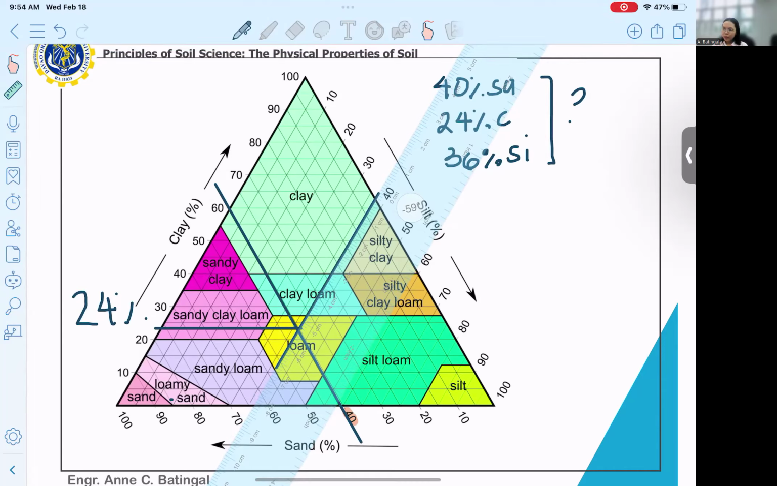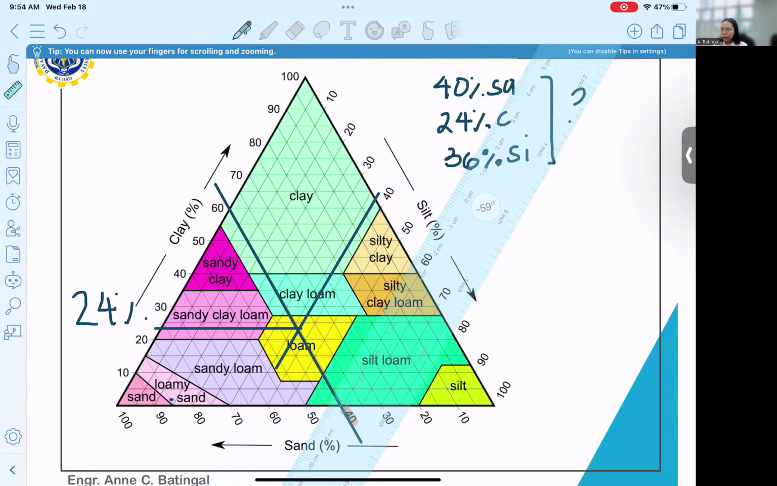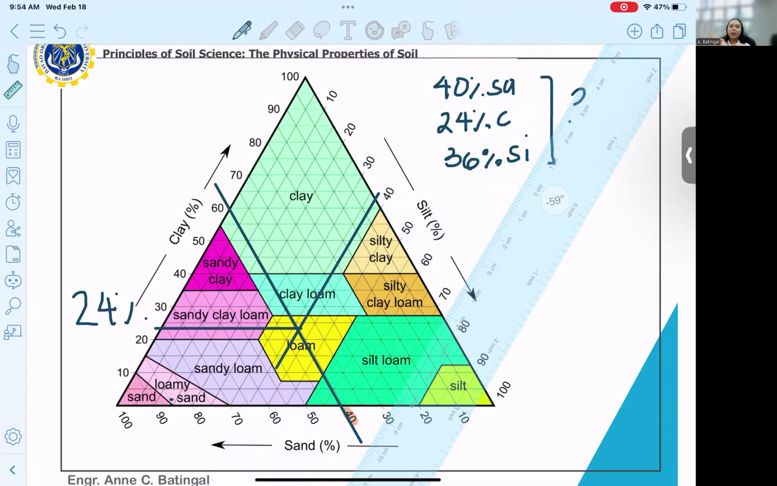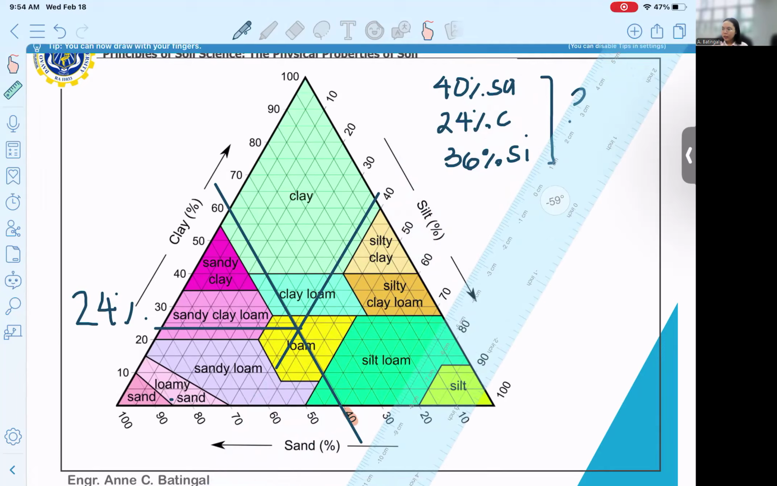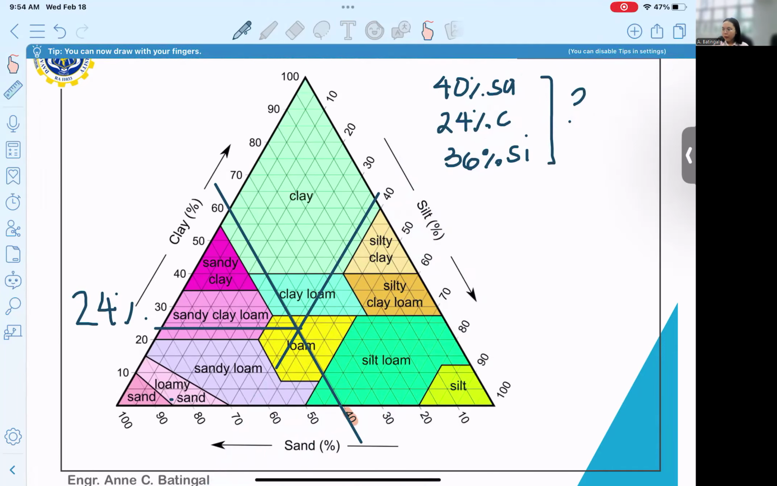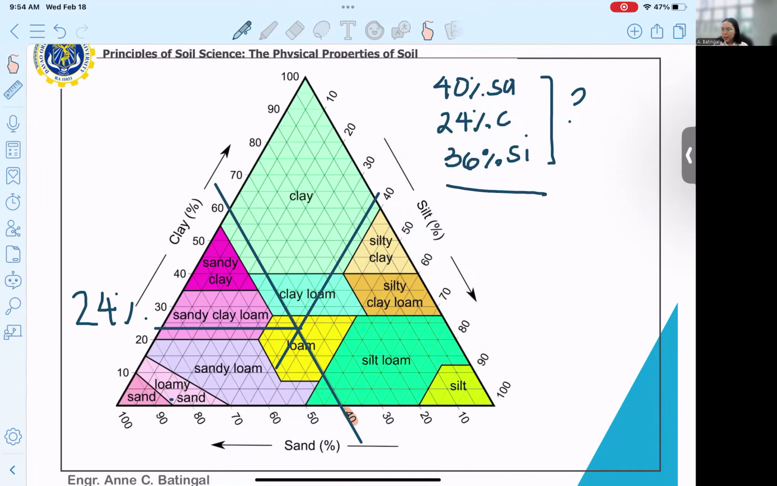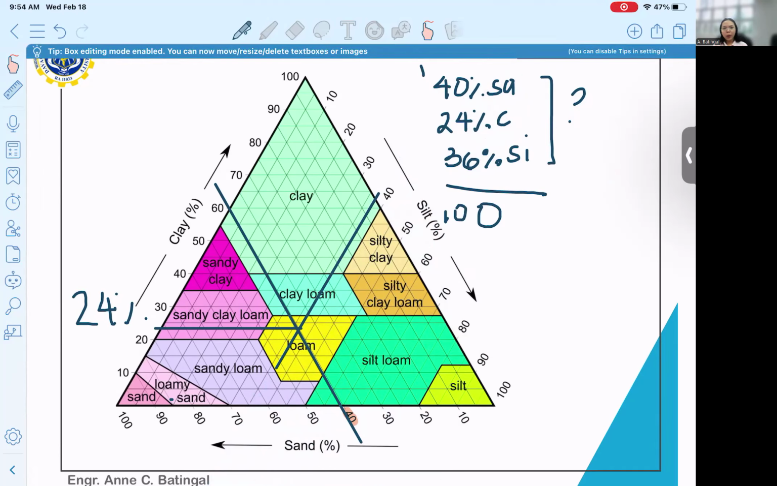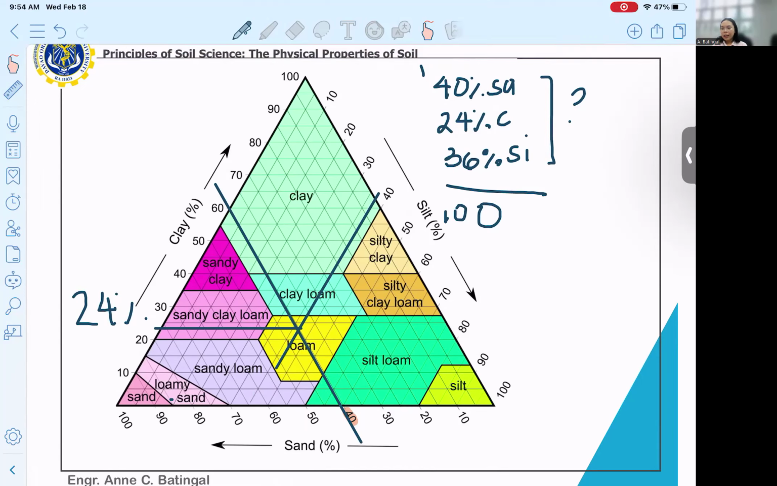Okay. So, after drawing your data, magtagbo na sila. Dapat yun na sila magtagbo. Kaya ang total manggod ani nila, 40 plus 24 plus 36, 100. So, a total of 100%. So, 100% yun na sila tanan.